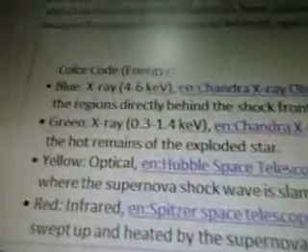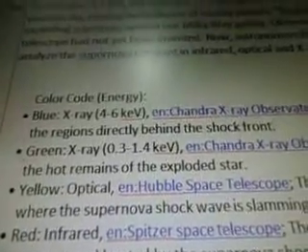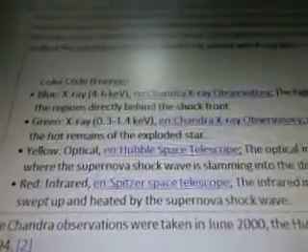Color code energy, blue X-ray 4 to 6 keV, Chandra X-ray observatory. The higher energy X-rays come primarily from the regions directly behind the shock front. Green X-ray 0.3. Okay, I'm not going to go for the numbers. Anyways, you can look at that on Wiki. Lower energy X-rays mark the location of the hot remains of the exploded star. And yellow optical, Hubble Space Telescope, the optical image reveals 10,000 degrees Celsius gas where the supernova shock wave is slamming into the densest regions of surrounding gas. Red infrared, the infrared image highlights microscopic dust particles swept up and heated by the supernova shock wave.